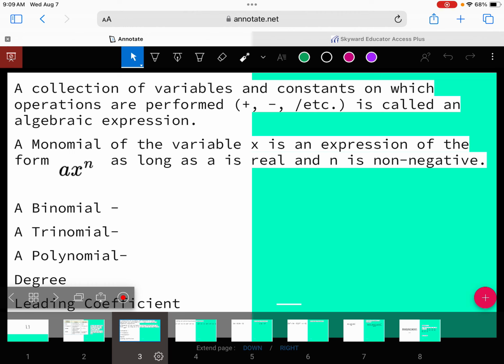So this is the technical definition of a polynomial. It's a collection of variables and constants on which operations are performed. That is an algebraic expression, and we typically use them as some form of a polynomial.